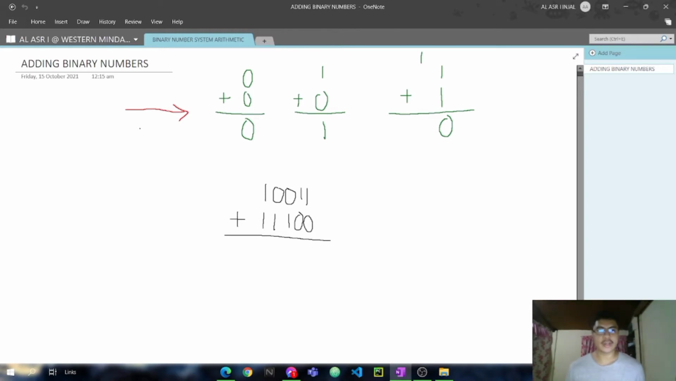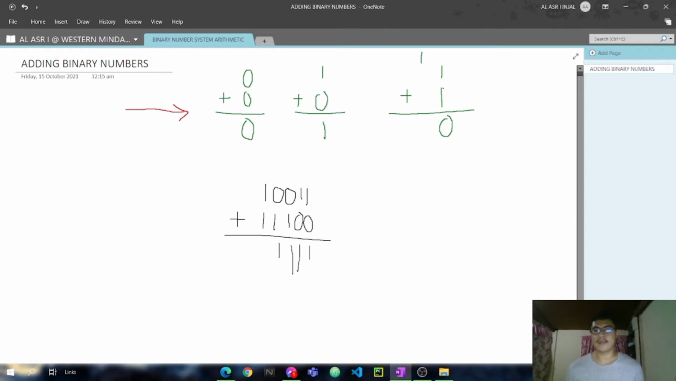So I have here an example of adding binary numbers. I will show you guys how to add binary numbers. So 1 plus 0 is equal to 1. Then 1 plus 0 again is equal to 1. Then here 0 plus 1, just like here, 1. Then 0 plus 1 again, 1.